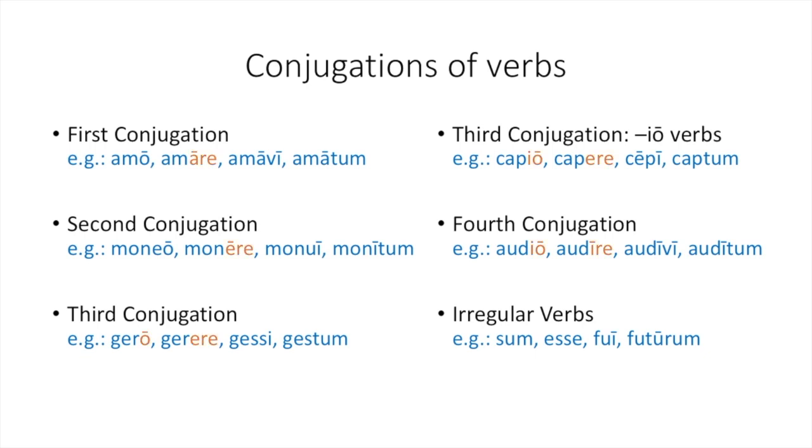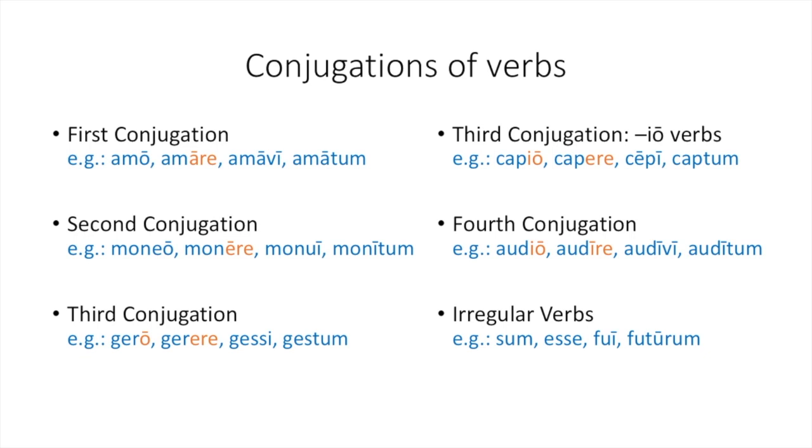If you remember, it's from your second principal part. First conjugation verbs have a long -are. Second conjugation verbs have a long -ere. Third conjugation verbs have a short -ere. Now, there's also two smaller groups of third conjugation verbs. There's third -io verbs that have an -io in your first principal part, and these look very much like your fourth conjugation verbs that also have an -io in the first principal part, but fourth conjugation verbs have a long -ire in the second principal part.